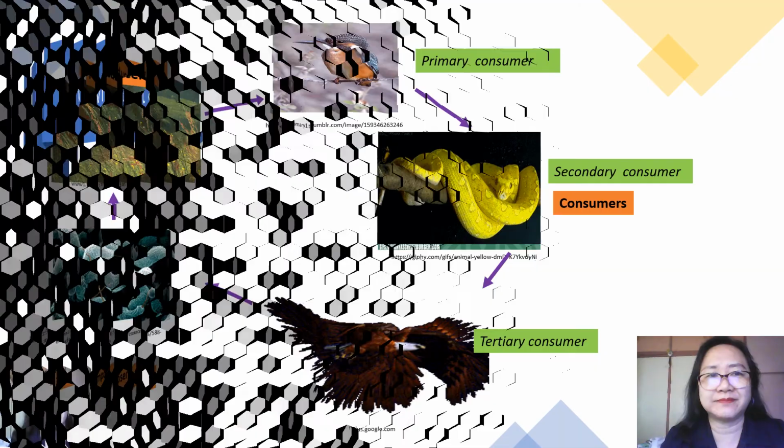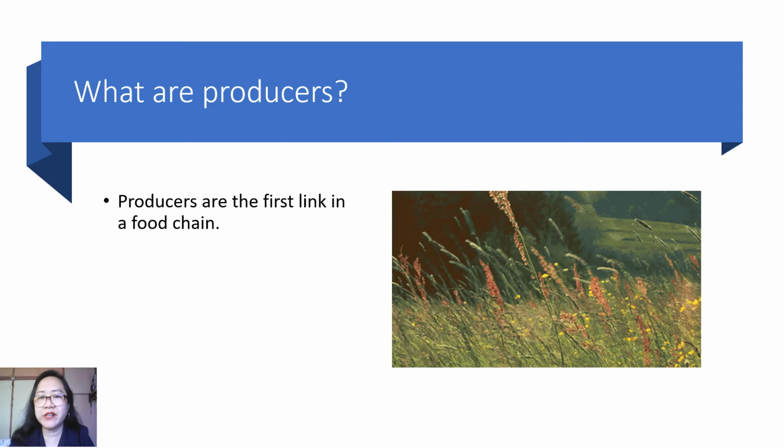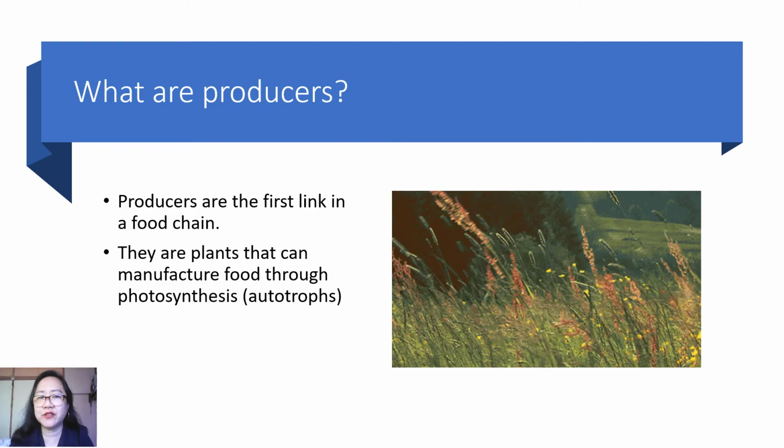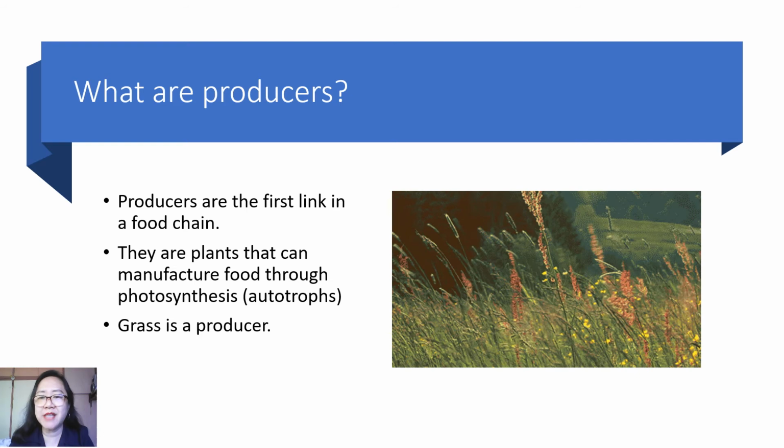First, producers. Producers are the first link in a food chain. They are plants that can manufacture food through photosynthesis. That's why they are called autotrophs. And in this example, grass is a producer.